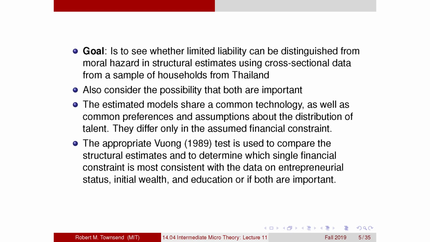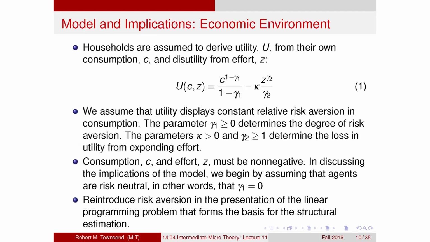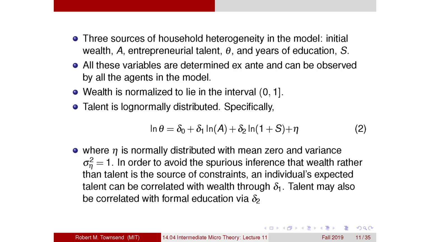Will the entrepreneur pay back the loan? If not, you have to have collateral, which is another kind of constraint. So here we have the household's utility in consumption and disutility of effort, and potentially risk neutral, potentially risk averse. And households vary by talent, wealth, and schooling.